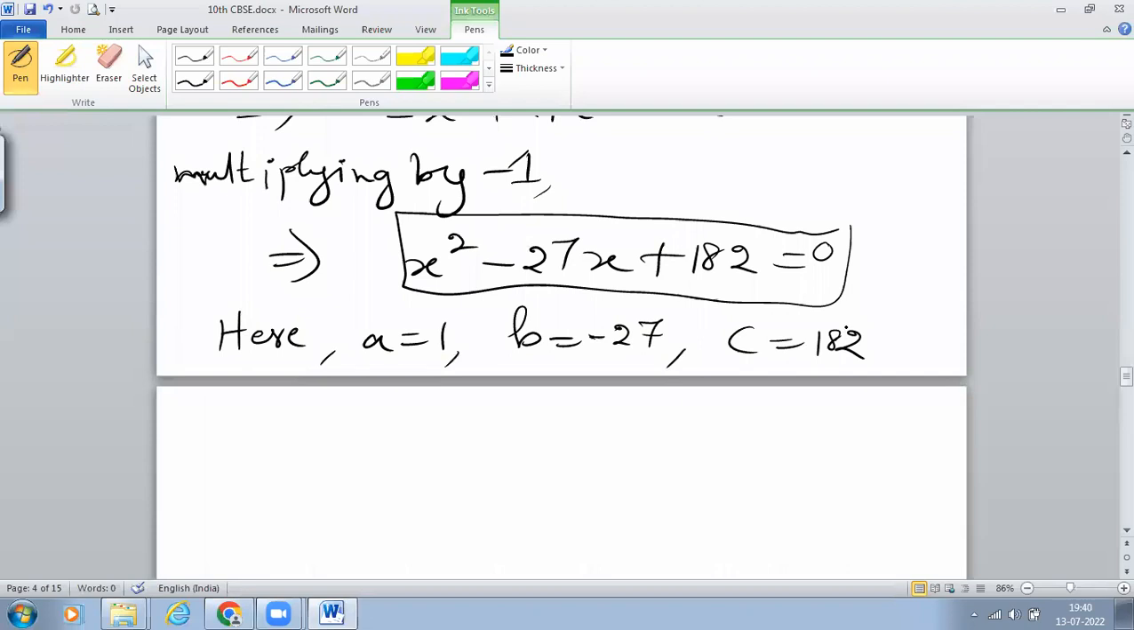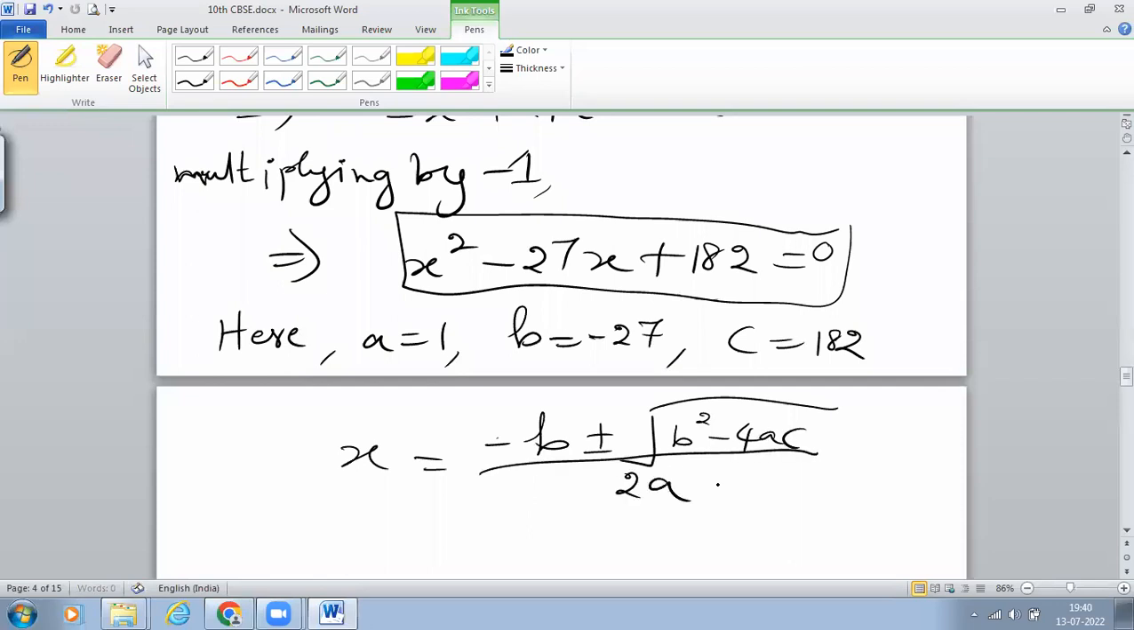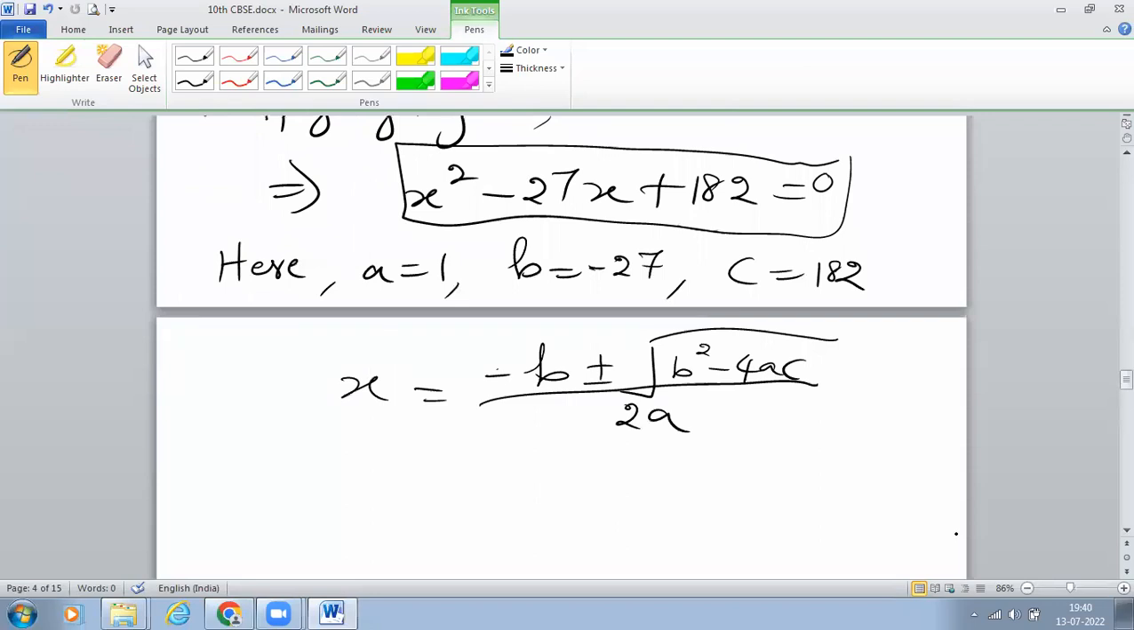Now we know the values of a, b, c. We can use the quadratic formula to find the value of x: minus b plus or minus square root of b square minus 4ac, whole divided by 2a. This is the formula for finding the roots of a quadratic equation. Or else you can do this sum by. Sir, yes. What is the doubt?